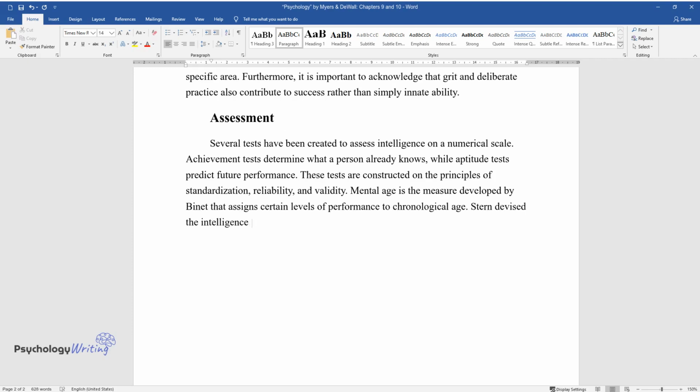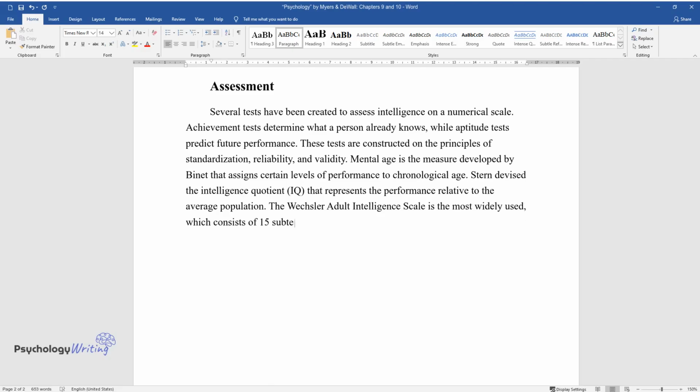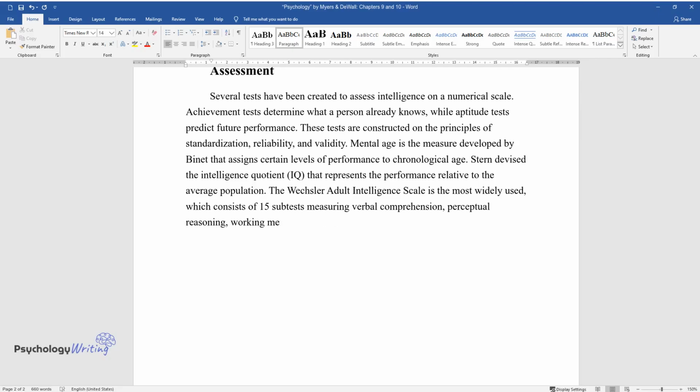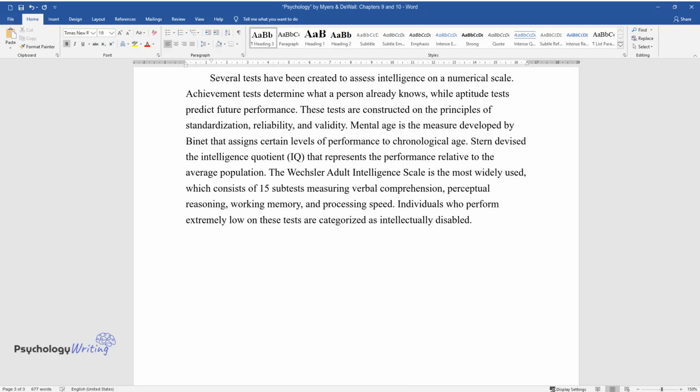Stern devised the intelligence quotient, IQ, that represents the performance relative to the average population. The Wechsler Adult Intelligence Scale is the most widely used, which consists of 15 subtests measuring verbal comprehension, perceptual reasoning, working memory, and processing speed. Individuals who perform extremely low on these tests are categorized as intellectually disabled.